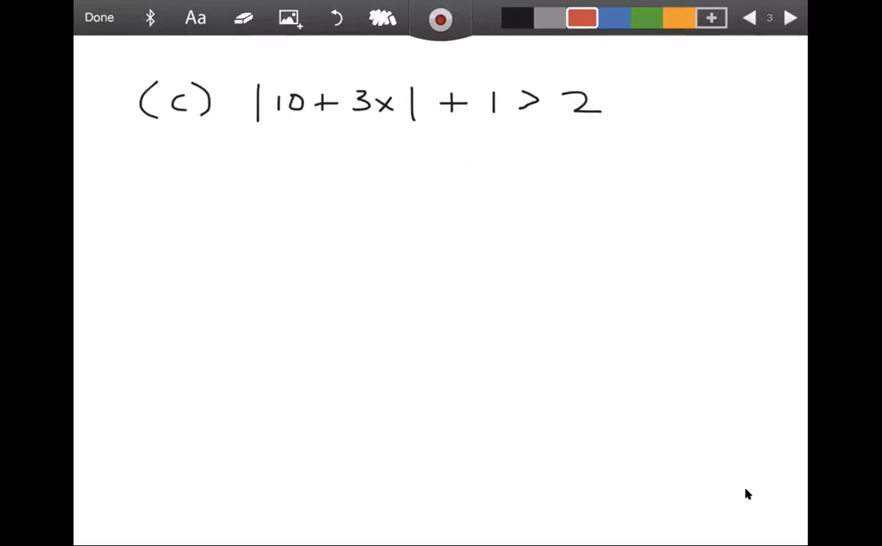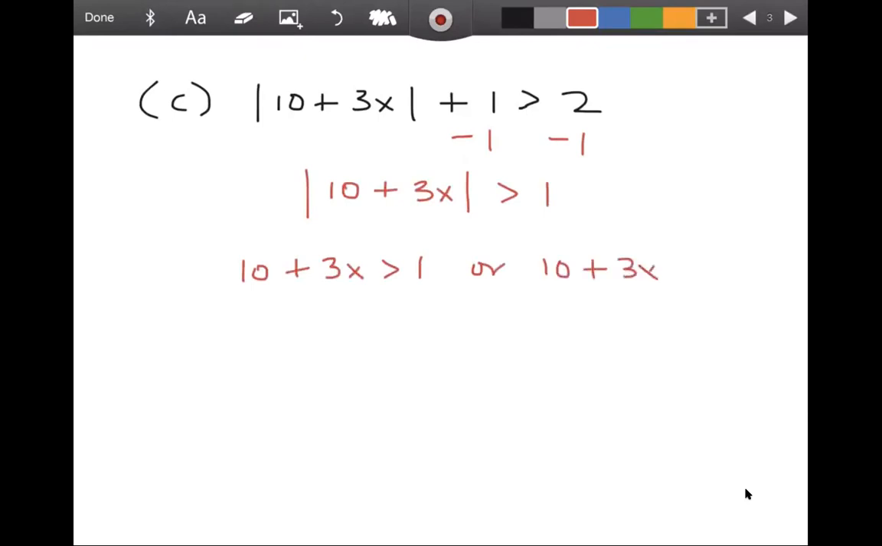The absolute value is not isolated, so I'm going to subtract 1 on both sides. It's going to give me absolute value 10 plus 3x is greater than 1. So now that the absolute value is isolated, 1 is greater than 0, and this is another greater than. I am going to rewrite it as 10 plus 3x is greater than 1, or 10 plus 3x is less than -1.